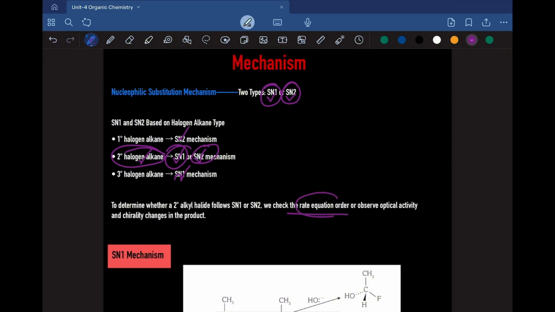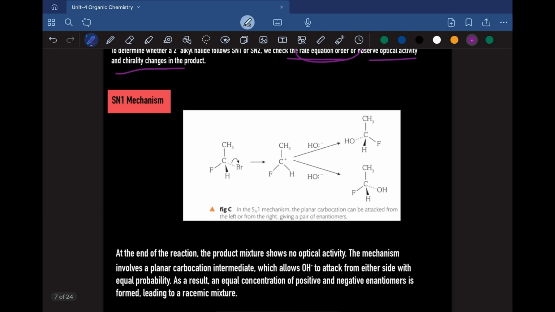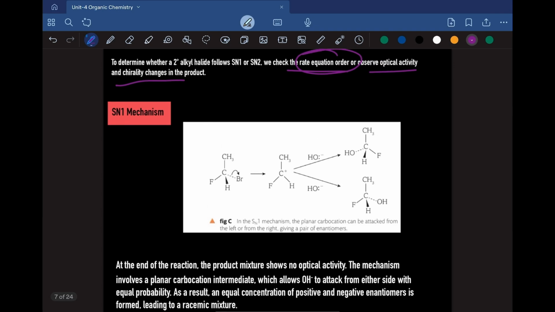We have learned about the order of the rate equation, right? You can observe the order of the rate equation to determine whether the 2 degree halogenoalkane will undergo the SN1 or SN2 mechanism. You can also observe the optical activity and how the chirality changes in the product. This is how we can figure it out. Though figuring these things out is not important for our syllabus, I've given you this extra information to help you understand this more.